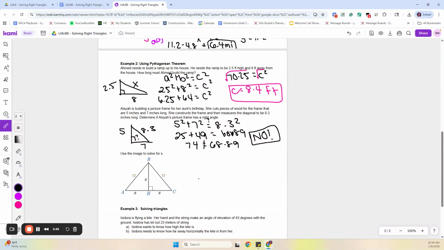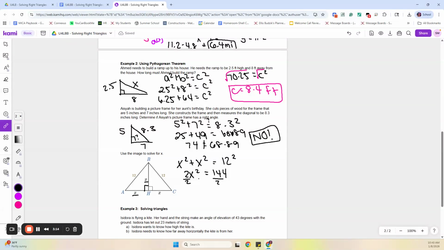And then finally, our last one. It says use the image to solve for x. So we have a bunch of x's here. And if you notice, we do have right angles, which means we have a right triangle. So we can use the Pythagorean theorem. So we have two x's. So I could do x squared plus x squared equals 12 squared. X squared plus x squared, that means there's two of my x squareds on my left-hand side, equals 144.